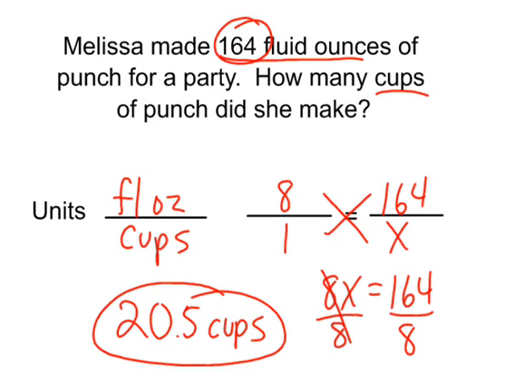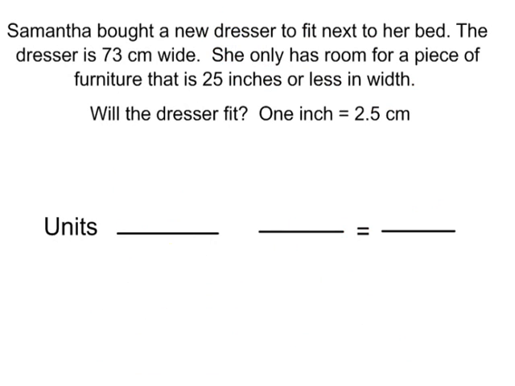Now this one's interesting. Let me read it to you. Samantha bought a new dresser to fit next to her bed. The dresser is 73 centimeters wide. She only has room for a piece of furniture that's 25 inches or less in width. Will the dresser fit? Well, this is interesting because we're going to have to convert metric to customary or customary to metric, depending on how you want to solve this. And the two units in this problem, we have centimeters and we have inches.